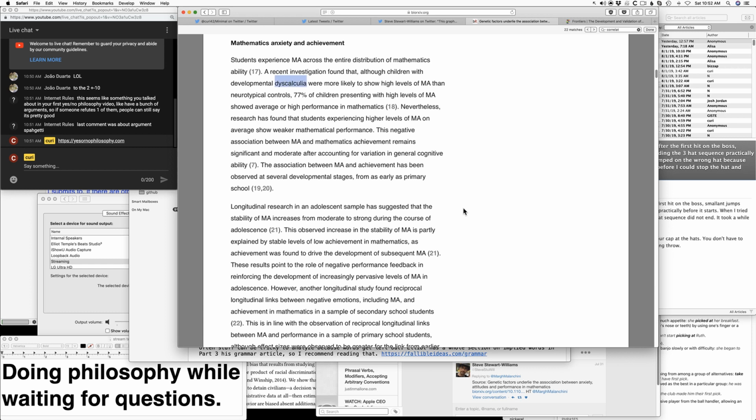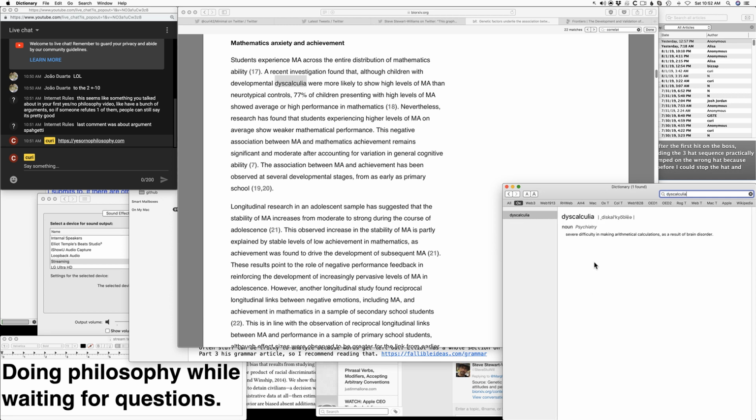Dyscalculia. How do you know it's as a result of a brain disorder? Like, I get you can test them and find that they're bad at math, but how do you know it's a brain disorder? And what counts as a severe difficulty? Maybe they're severely uninterested or they severely hate their teachers. Maybe they can't do certain calculations because they don't know how, which is different than being unable to calculate. It's a different thing if you don't know what calculation to do versus you're unable to do the calculation. I think they mix those up. This is probably not a proper definition anyways.